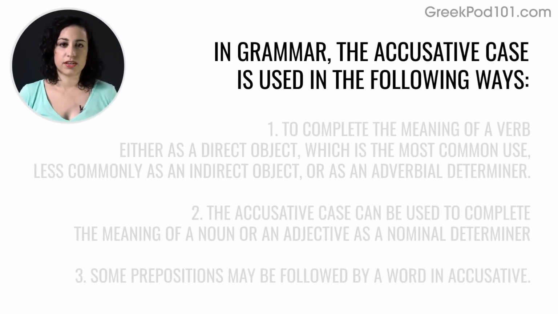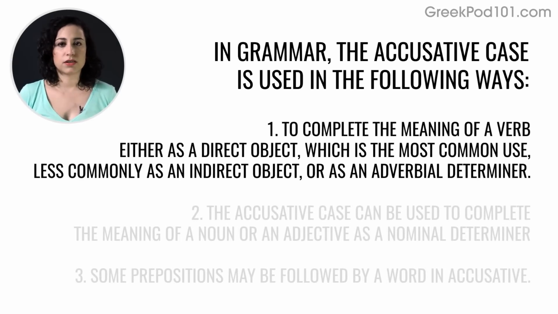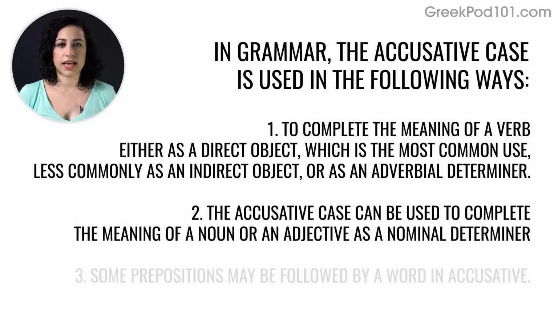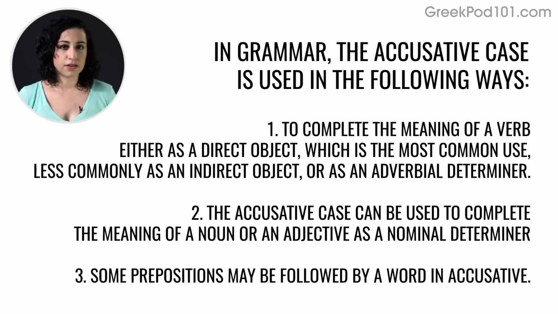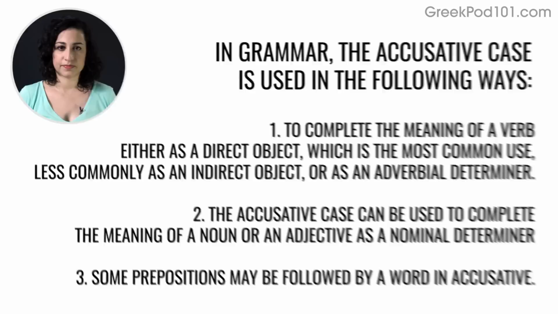In grammar, the accusative case is used in the following ways. First, to complete the meaning of a verb, either as a direct object, which is the most common use, less commonly as an indirect object, or as an adverbial determiner. Second, the accusative case can be used to complete the meaning of a noun or an adjective as a nominal determiner. And third, some prepositions may be followed by a word in accusative. Let's go into more detail.